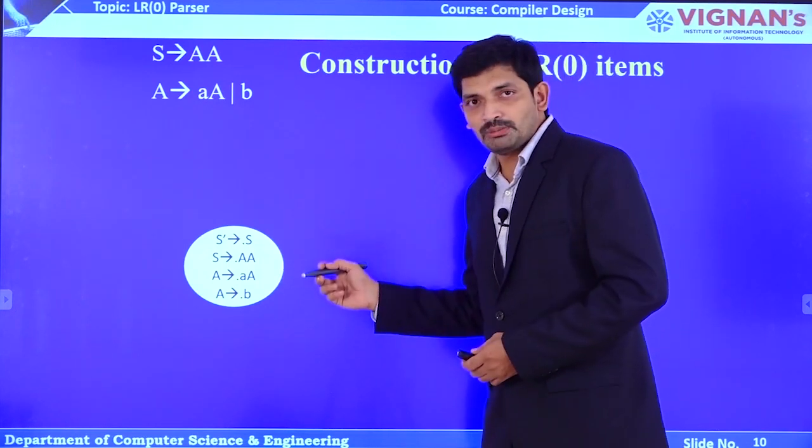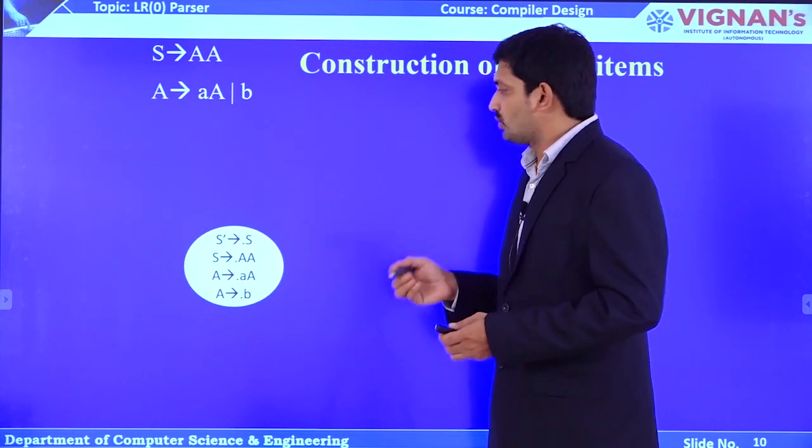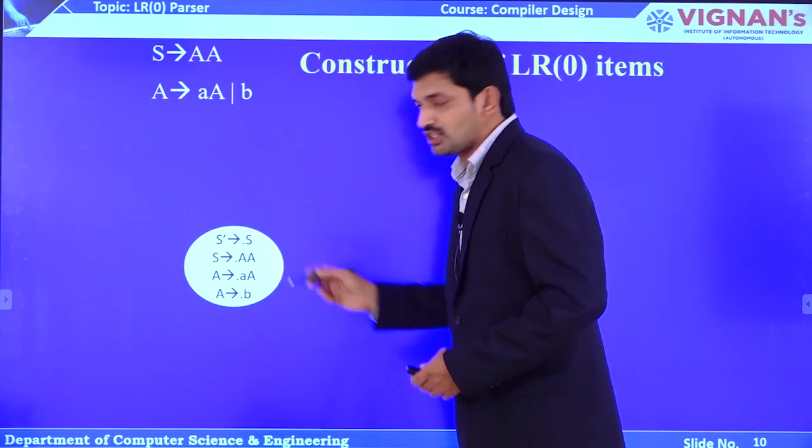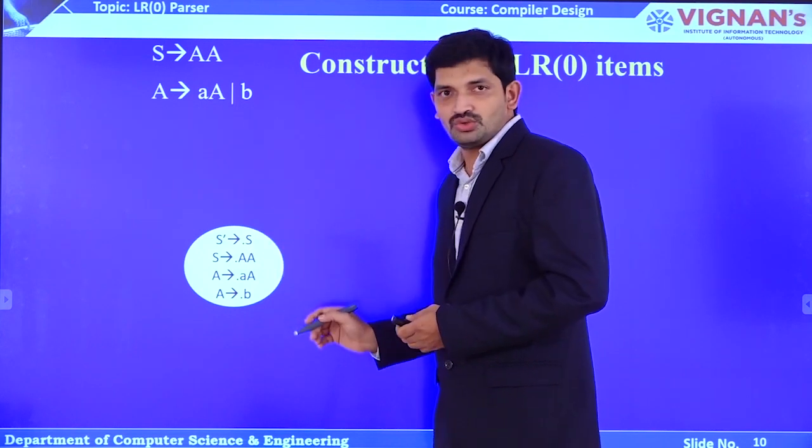After that, we have to apply the goto operation. So what is the goto operation? Take the first production, it is S' tends to dot S.